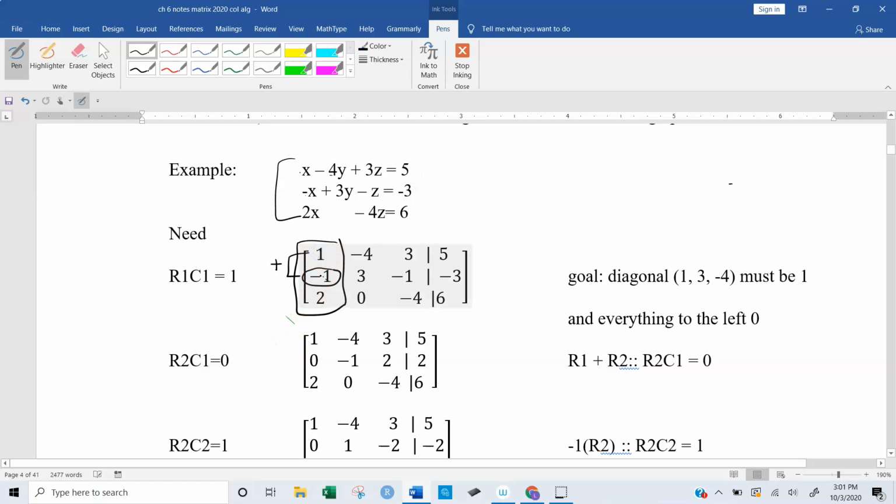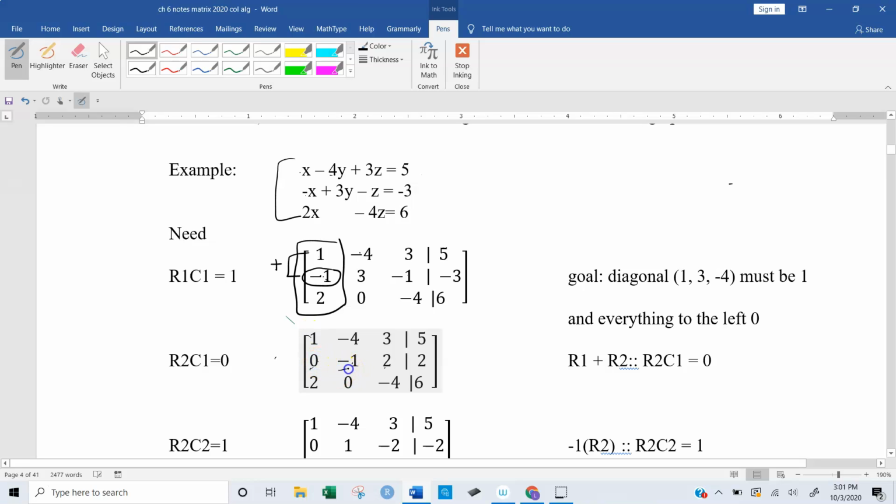So 1 plus -1 is 0. -4 plus 3 is -1. 3 plus -1, excuse me, is 2. 5 plus -3 is 2. All right, so we've done that. So now I've got my 1, 0.